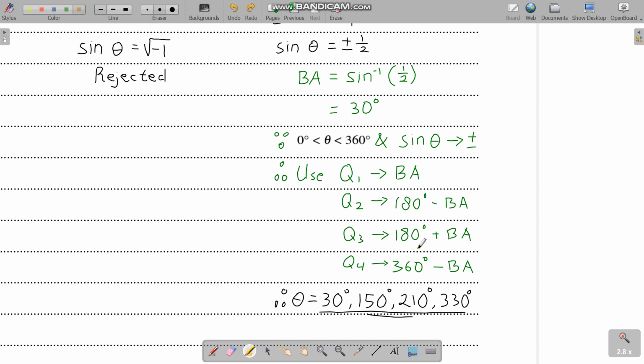So the answer is therefore quadrant 1, quadrant 2, quadrant 3, quadrant 4, which means we have 4 solutions.